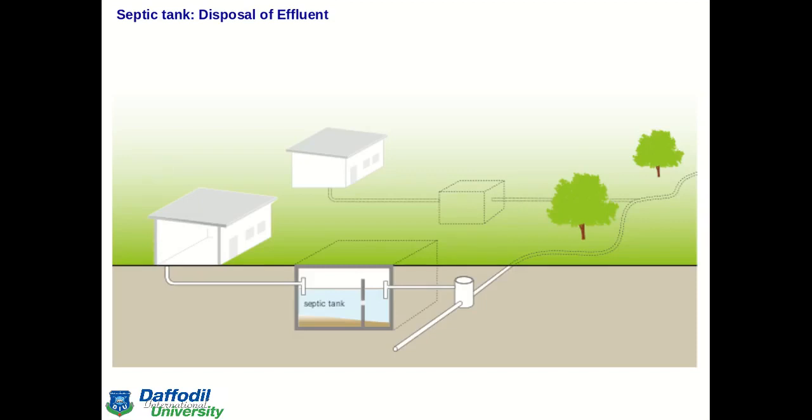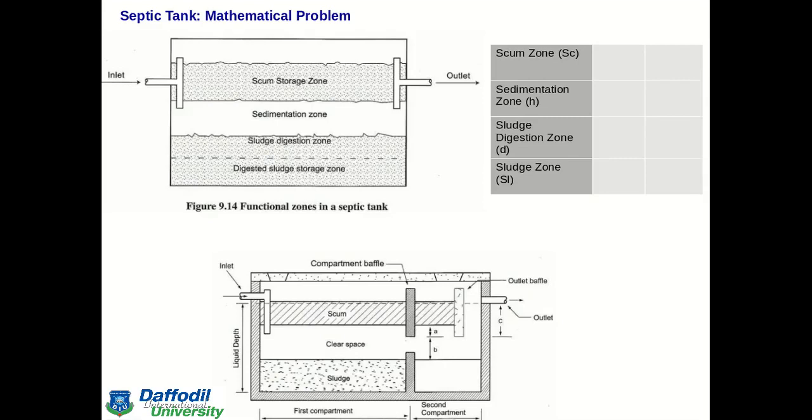Mathematical problem. To do the mathematical problem, we have to understand about the septic tank sections, the functional elements of septic tank. These two figures are from our book. This is in page 134 and this is in page 136, I guess.